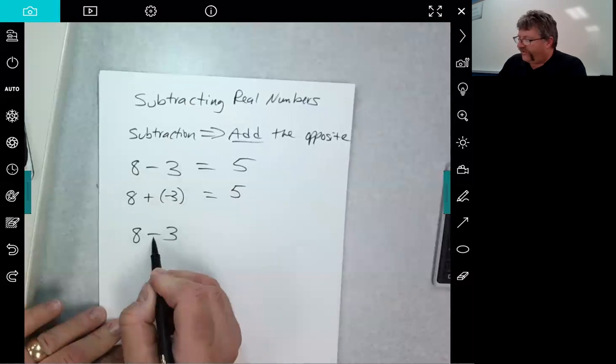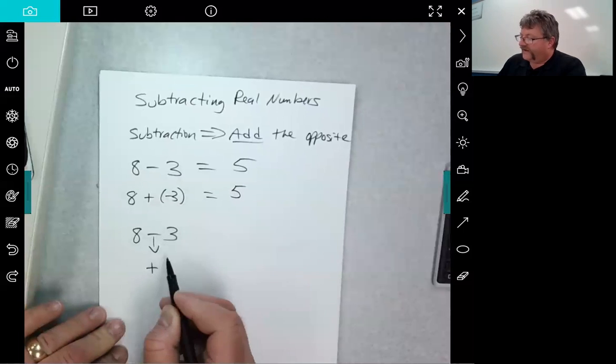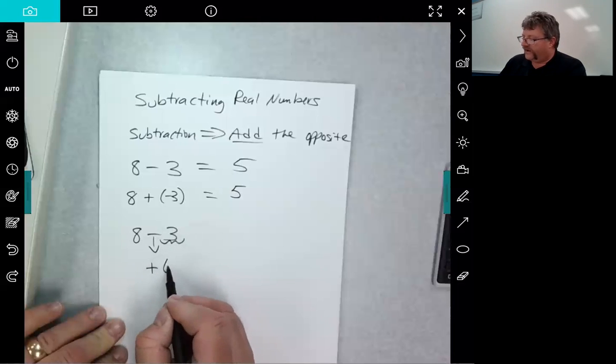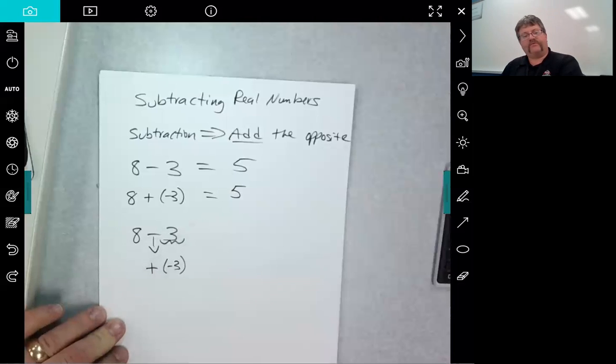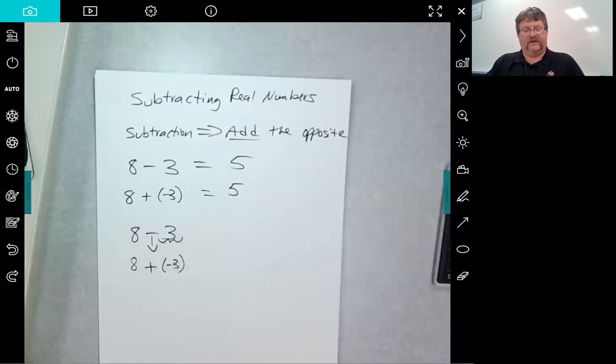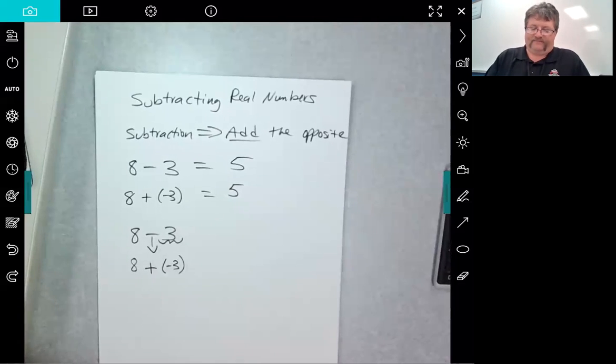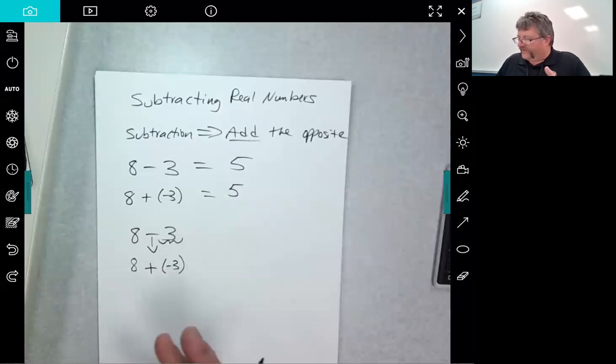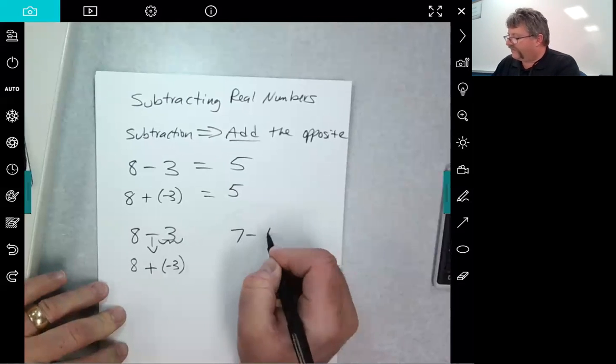So subtraction can be thought of as adding the opposite. That's a minus positive 3. I can call it plus negative 3 instead. The first number stays the same. The second number can be thought of as adding the opposite. Now when I teach this, I go through examples where we do just that. We do this little procedure. But then I try to push students away from it, quite honestly. And I'll explain why.